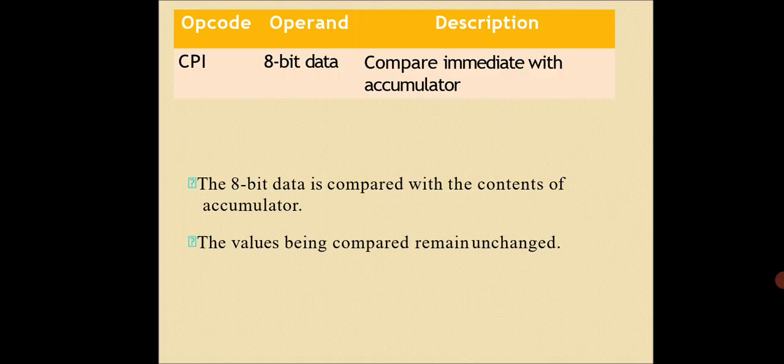The second instruction of the compare is CPI. CPI stands for compare immediate with accumulator. It is 8-bit data. So the 8-bit data is compared with the content of the accumulator, and the values being compared remain unchanged. The only difference is that in the CPI instruction, the immediate data is compared with the accumulator.